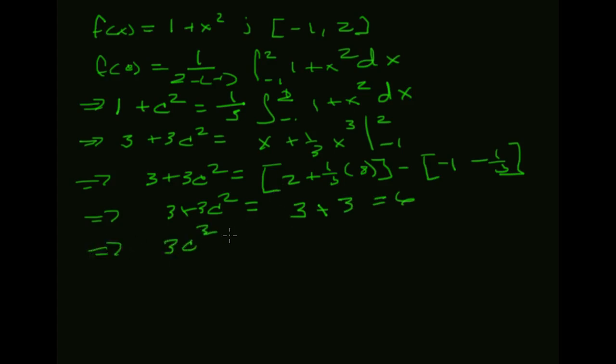We had 3c squared is 3, which means that c squared is 1, which means c is plus or minus 1. And both of these are on the closed interval, so either one of these satisfies the conditions of the mean value theorem for integrals. So there we go. There's your MVT for integrals.